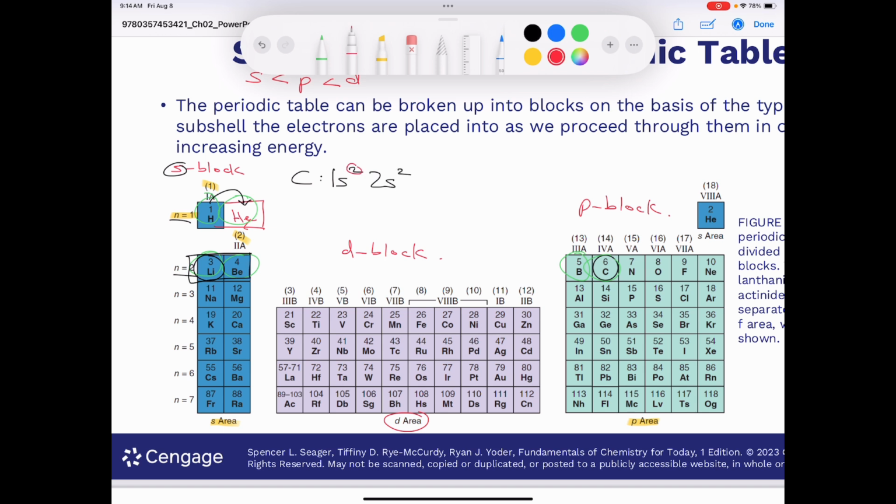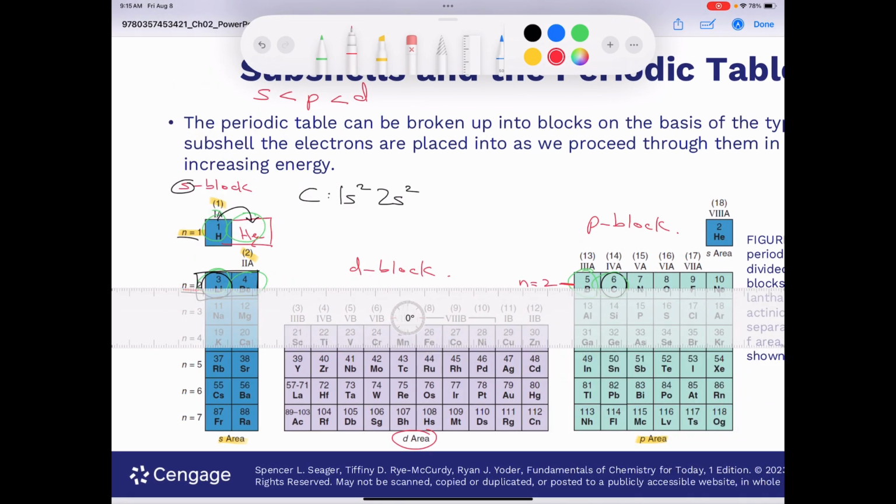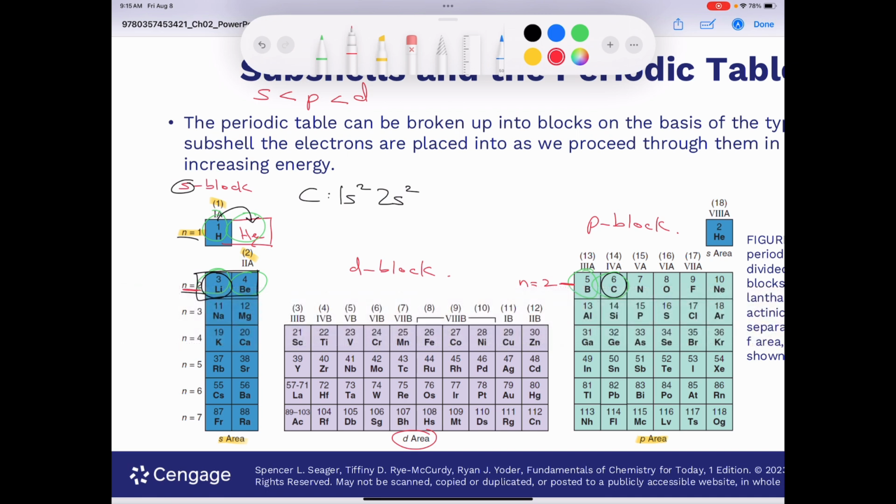So far, we've accounted for 1, 2, 3, 4 electrons. But remember, carbon has 6. So then we're going to go over here, and we're still in n is equal to 2, right? This is still n is equal to 2. Look, if you just draw a straight line, you can see you're still in n is equal to 2, okay? So then we have 2p, 1, 2. So we're going to put here 2p2. And so that would be the electron configuration for carbon.